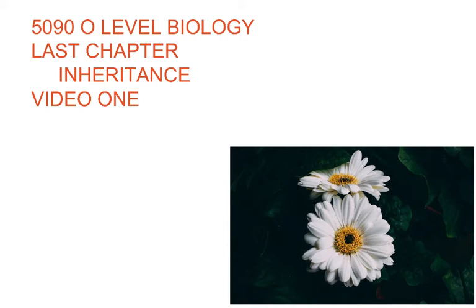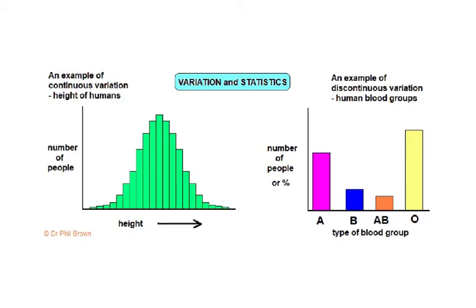And this is the first video on this chapter, and hopefully, we should be able to complete this chapter in a day or two. Now, the first point in the syllabus is describe the difference between continuous and discontinuous variation and give examples of each.